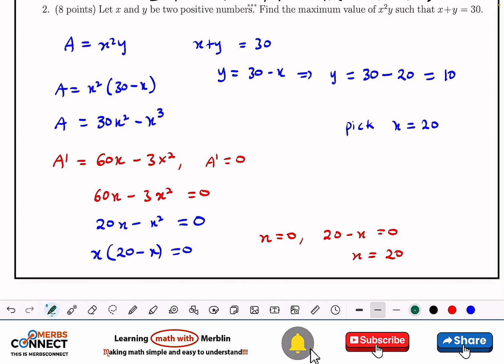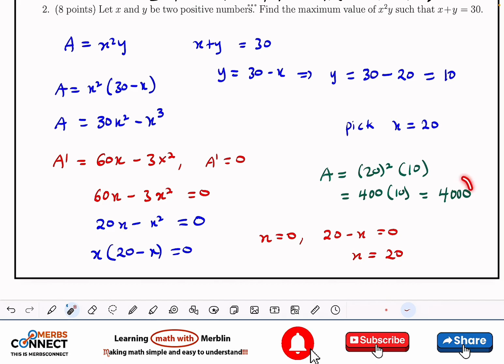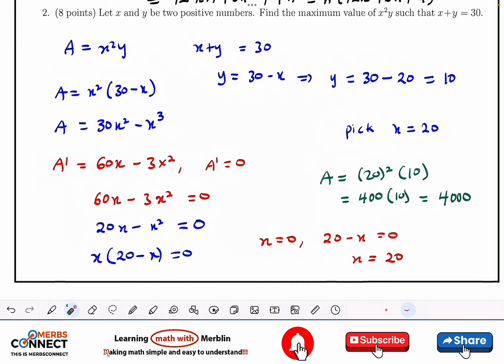So finally, what will be the maximum value? The maximum value will be equal to A is equal to 20 squared times that. So what is 20 squared? 20 squared is going to give us 400 times 10, and this is going to give us 4,000. So this is the maximum value that we are going to get when x and y are two positive values. So you see that this is a positive value, and this is also a positive value.